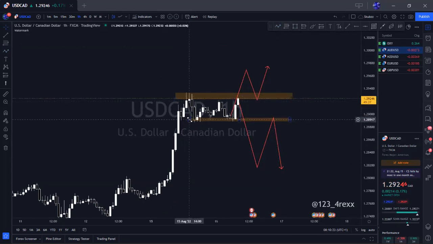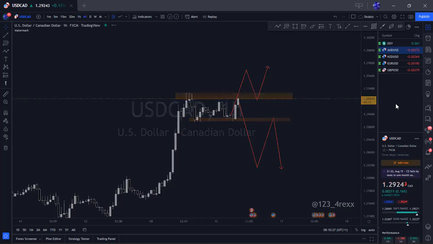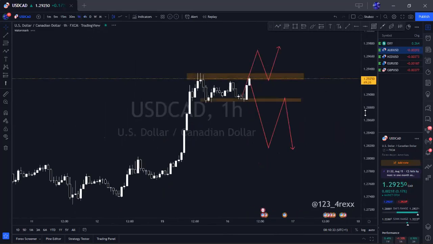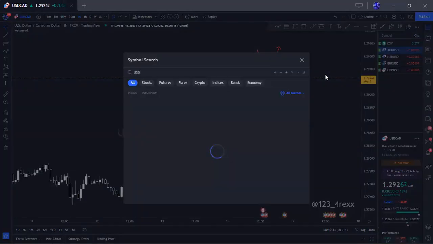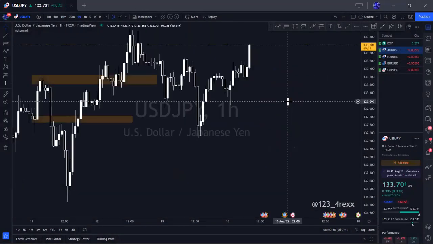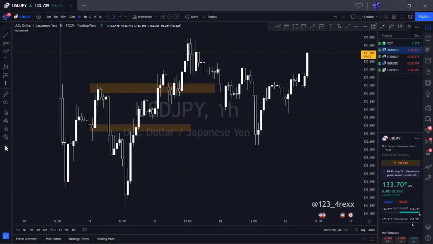Is there any other pair you guys want me to take a look at before we go? Let's look at this uptrend. Any other pair? Yes, the JPY. Oh, yes, the JPY is always nasty.